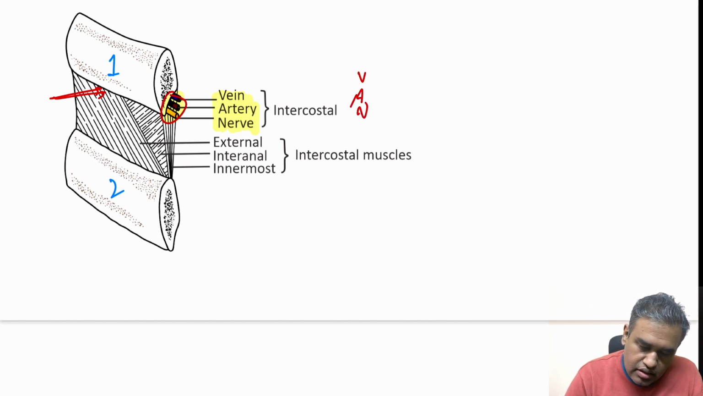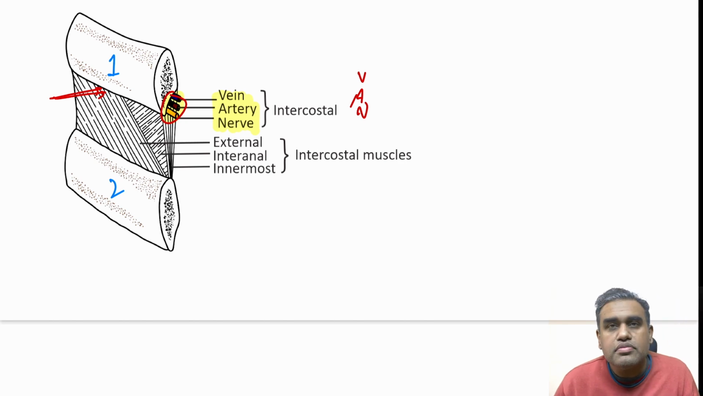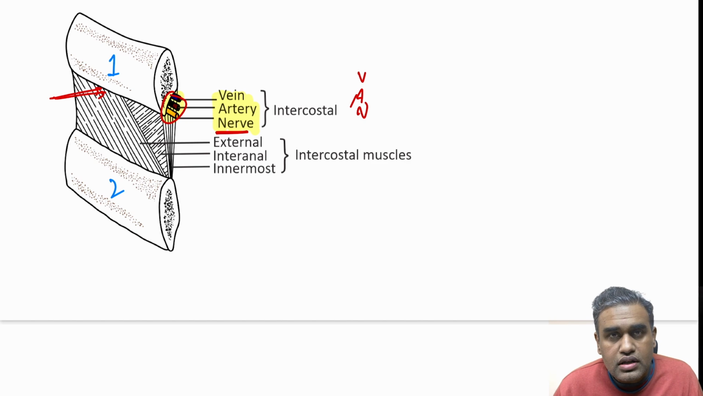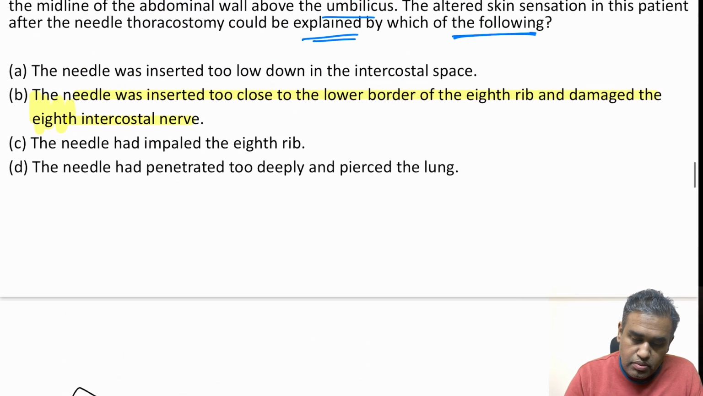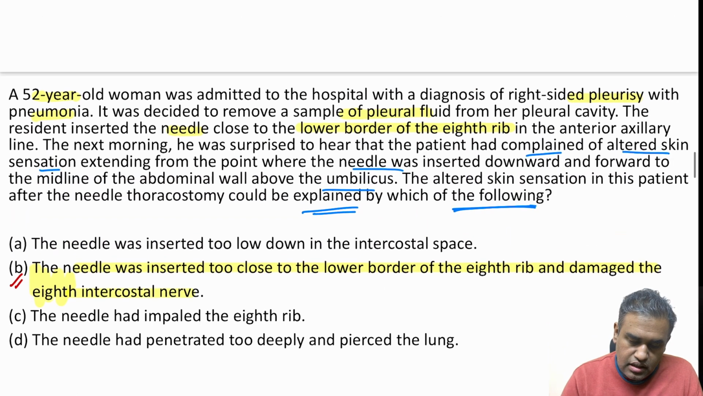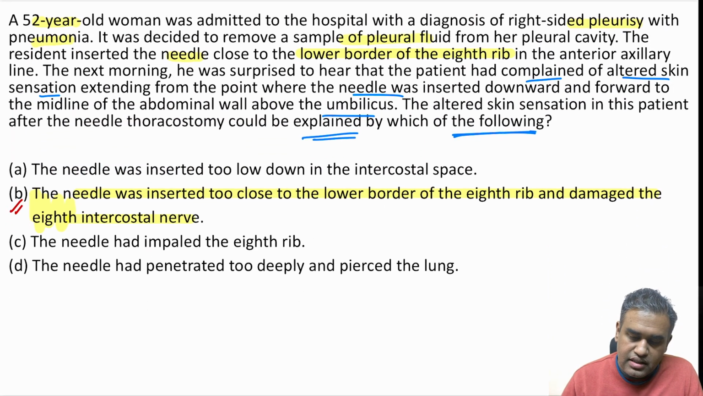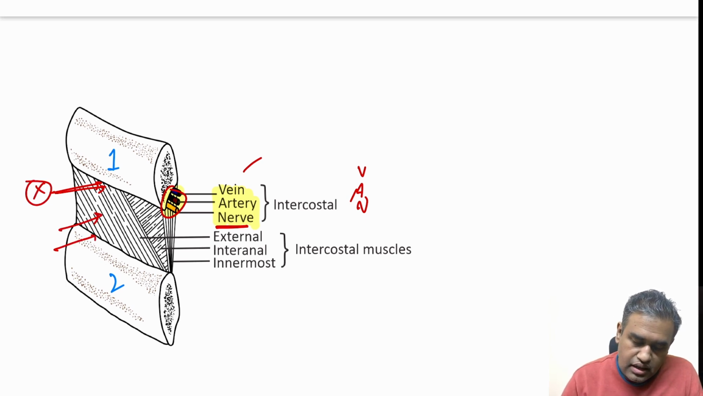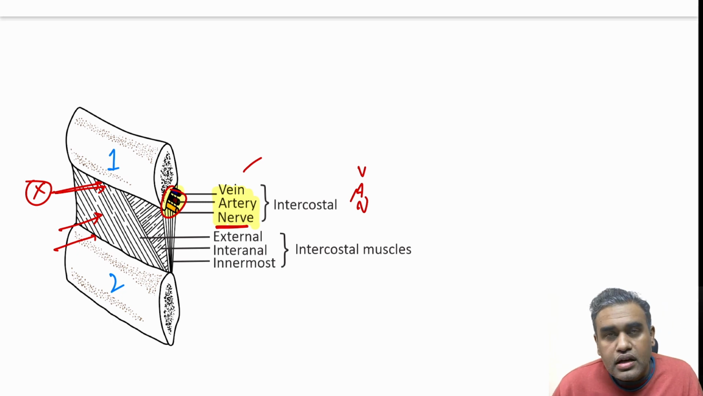So when the needle entered over here, it might have taken the lower line nerve over here, might have impinged or damaged this nerve, leading to the altered sensation. That is the whole point over here. Answer is option number B. So it's a lesson that never enter at the lower border of the rib. The way to enter, either enter at the upper border of the rib or somewhere at the middle, but never enter at the lower border of the rib if you have to do a drainage.